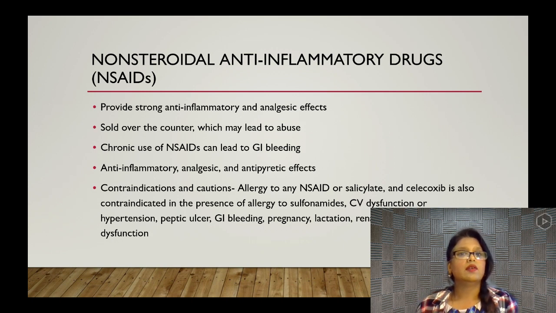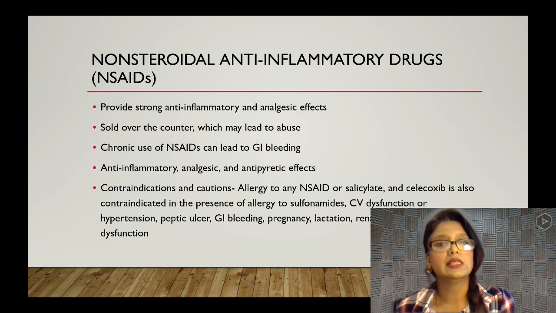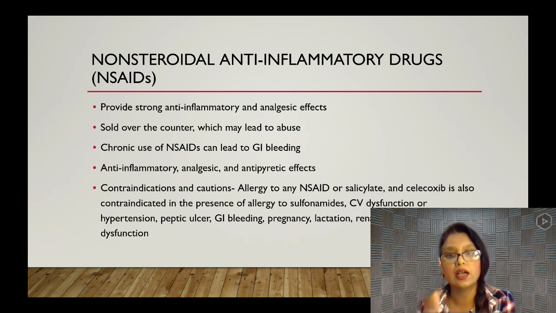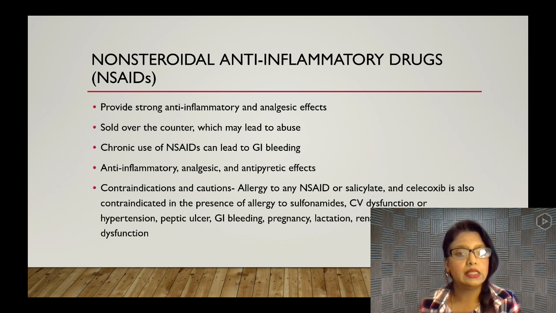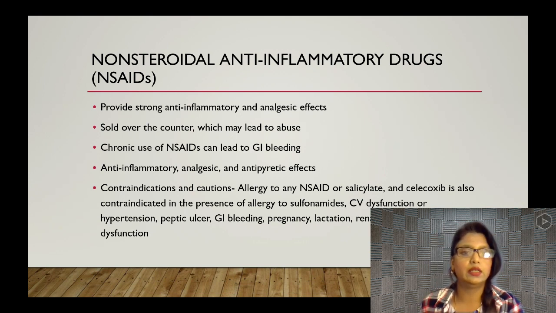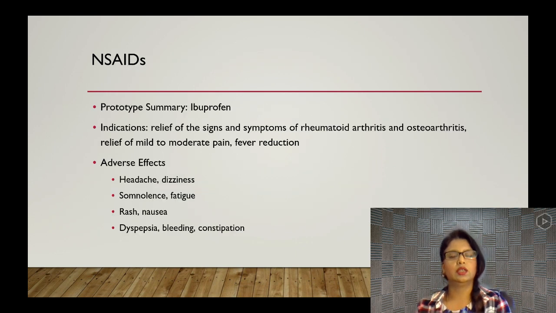Okay, chronic use of non-steroidal anti-inflammatory medications can lead to GI bleeding. Anti-inflammatory, analgesic, and antipyretic effects. Contraindications and cautions: allergies to any NSAIDs or salicylates, and celecoxib is also contraindicated in the presence of allergies to sulfonamides, cardiovascular dysfunction or hypertension, peptic ulcer, GI bleeding, pregnancy, lactation, renal and hepatic dysfunction.